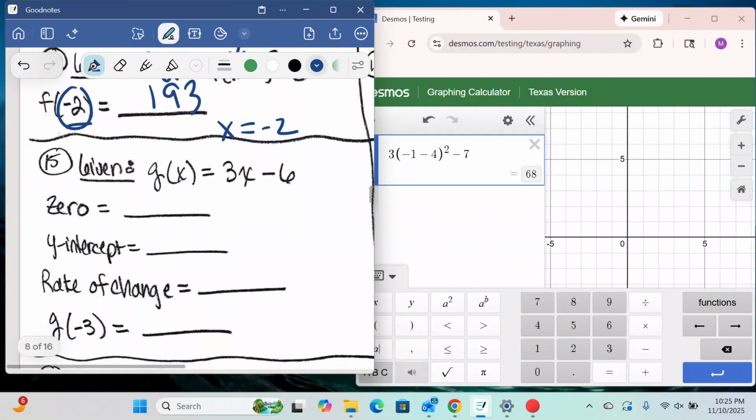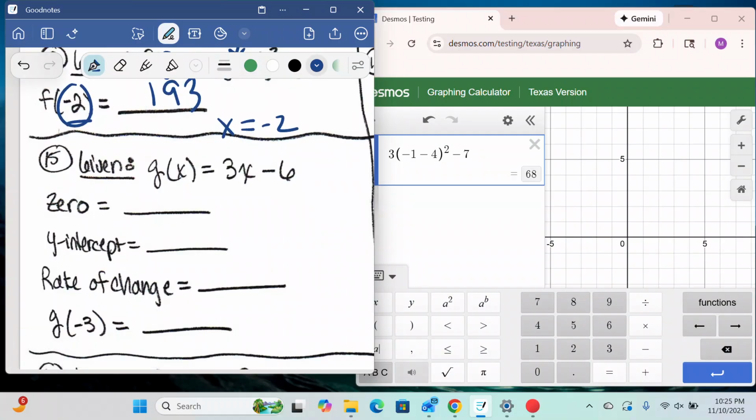Given g of x, we're going to look at 3x minus 6. You do know that that is a linear equation. That's going to form a line. We already have it in y equals mx plus b, so I'm going to do it in green. Remember, g of x is a fancy way of saying y. So y equals mx plus b. So already I know my rate of change. My rate of change is 3 right away. And then how do I find my x-intercept?